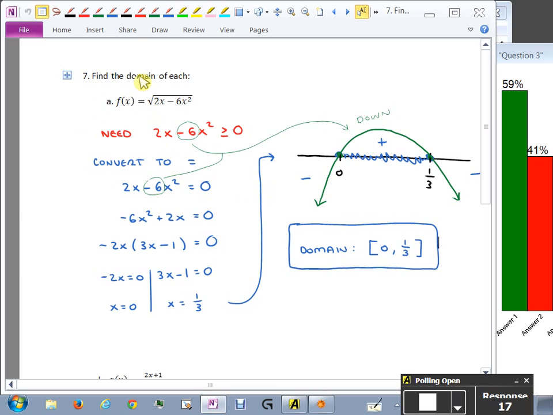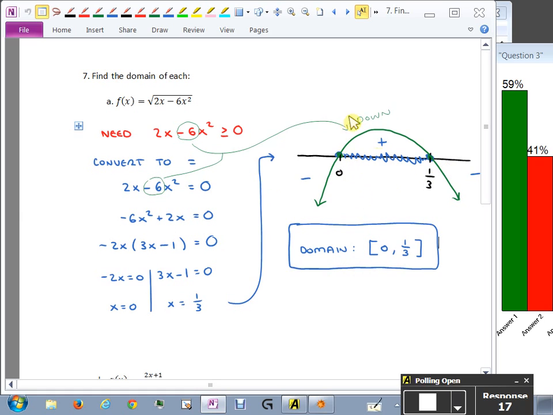So find the domain of this function. This is a quadratic, right? We have to figure out when that quadratic is bigger than or equal to 0, right? So what we do is we convert it to an equation. Here's the equation converted. Now I rewrite it, first, descending order. Then I find the solutions. Here are my 2 solutions, 0 and 1/3.